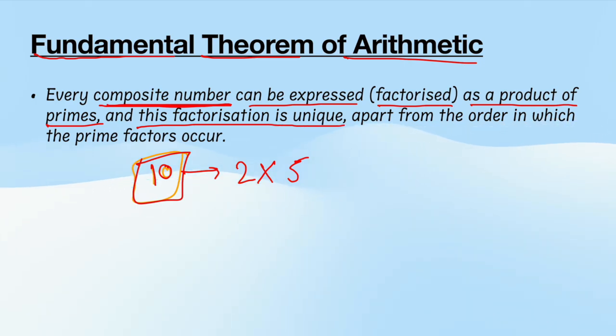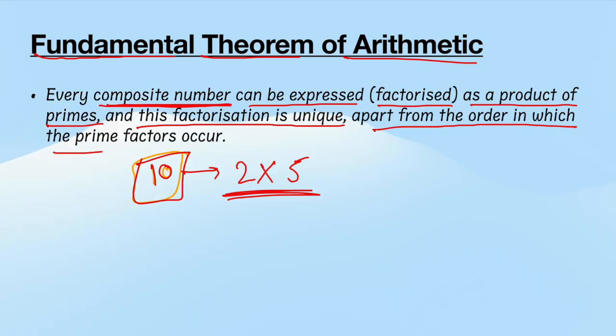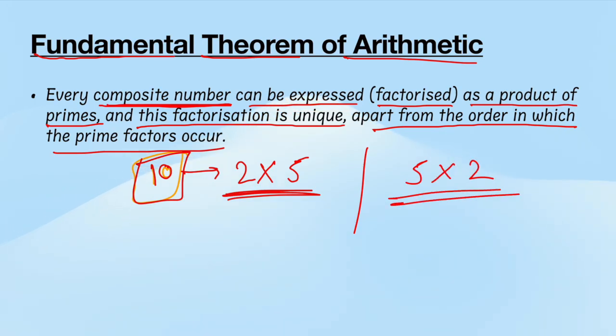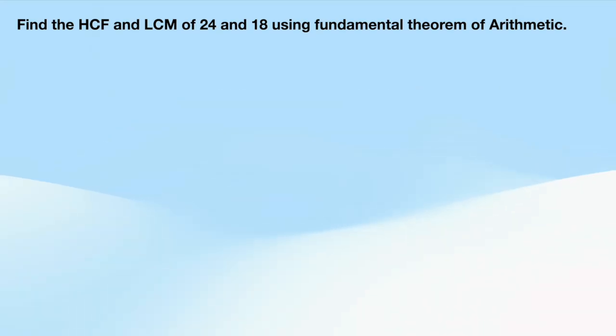And this factorization is unique. There is no other way to write the prime factorization of 10. Is there any other way? Can you write it differently? Someone can say, ma'am, I can write it as 5 into 2. Okay, see the next line. Apart from the order in which the prime factorization occurs, you can just change the order, nothing else you can do. You will use the same numbers only. It is unique. That's why to find the LCM and HCF in this chapter, we will use the fundamental theorem of arithmetic.